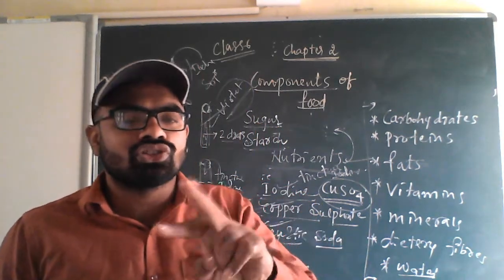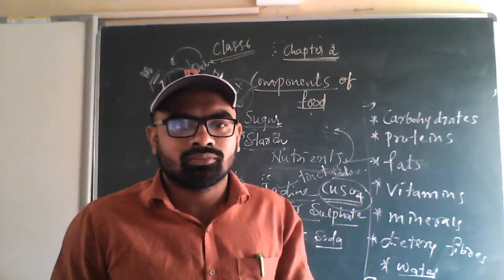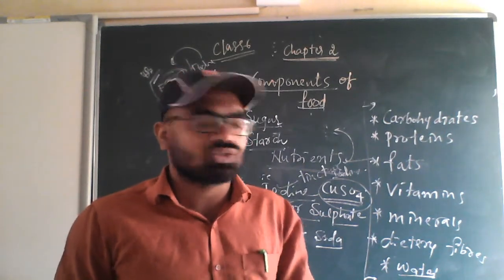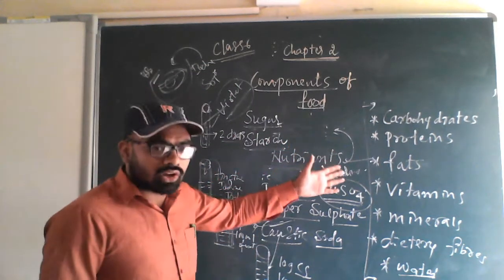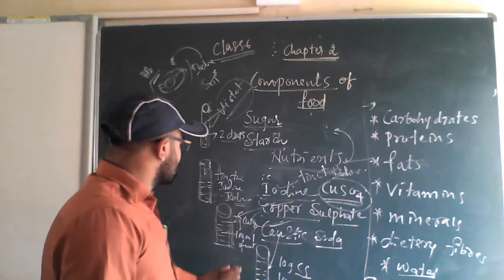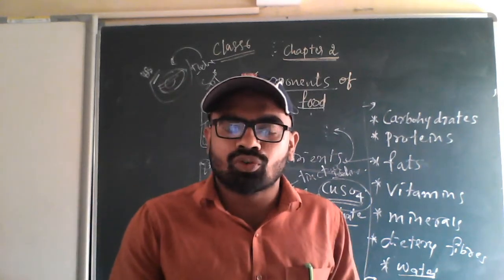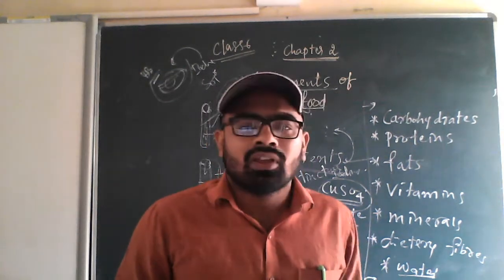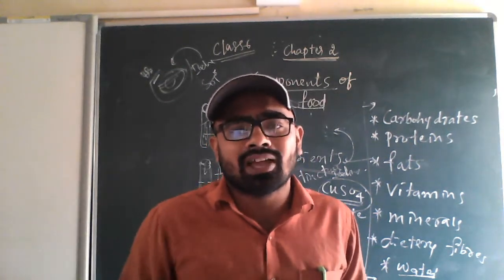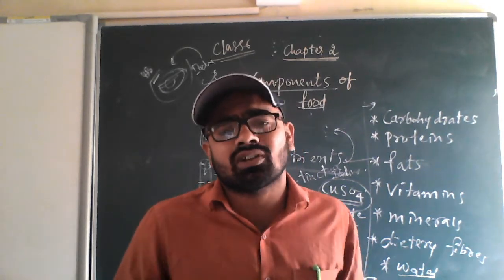You should remember these two tests, the test for starch and the test for protein. What do you do in the test for starch? Take a raw food item or cooked food item and put 2 to 3 drops of iodine solution on it. If there is a change in color like blue black, it contains starch. If there is no change in color, it does not contain starch.